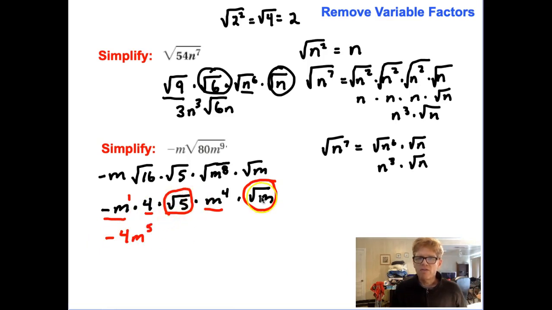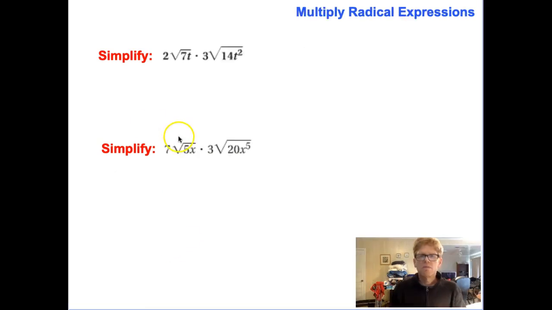And then all we have to do is take care, using our product property, our multiplication property of roots, and we get the square root of 5m. So that brings us to simplifying radical expressions using multiplication.